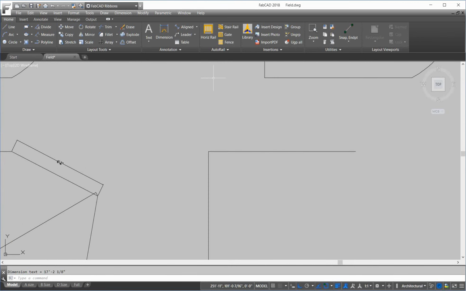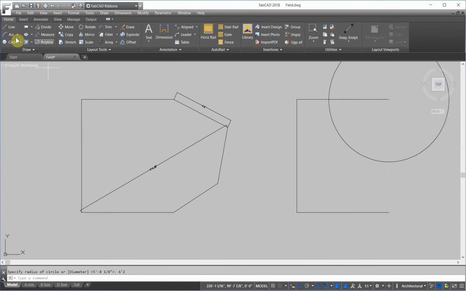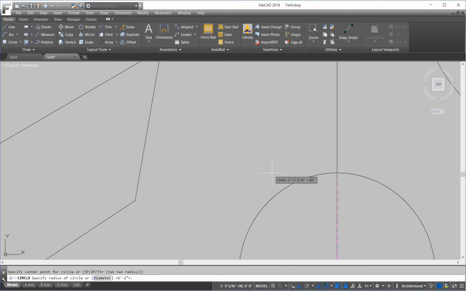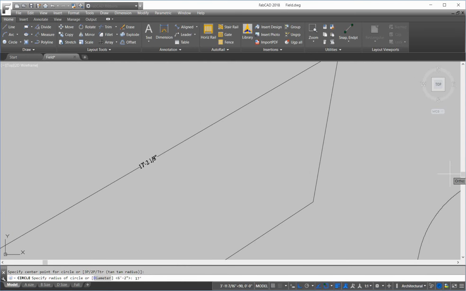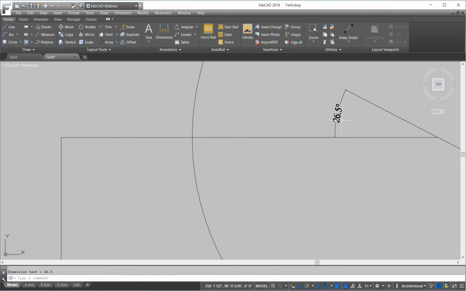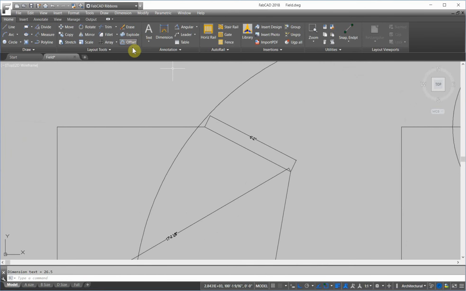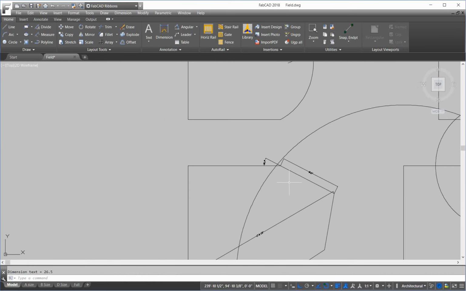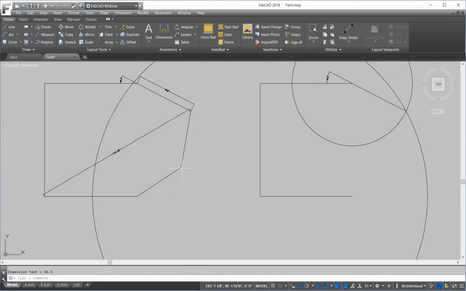This one here is 6 foot 2, so we'll draw a circle from here, 6 foot 2. And then we'll draw a circle from this back corner here. And that dimension is 17 feet 2-1/8. Enter. And let's draw a line from this point here to there. Now let's take an angular dimension of this line here. And we see 26.5. Let's try this one, angular, here, here. 26.5, dead on it. Okay, now let's get this work point, this intersection here.